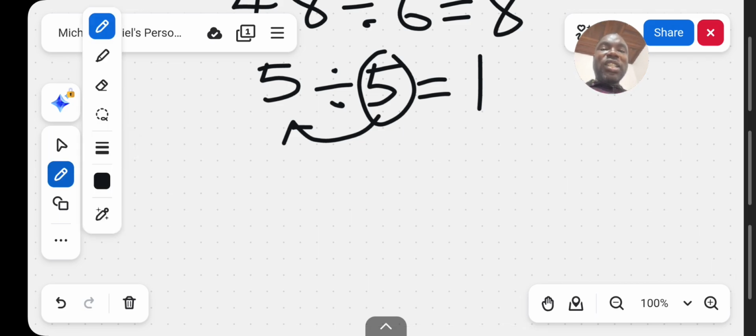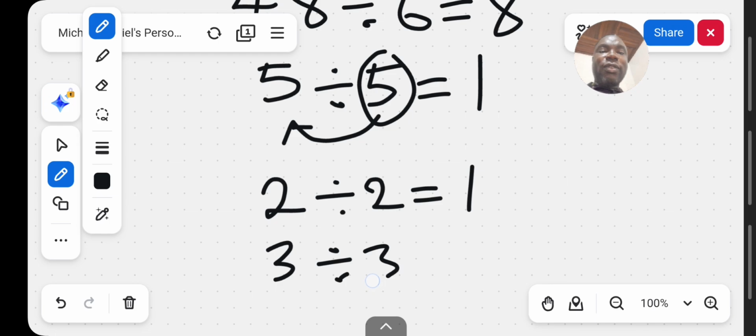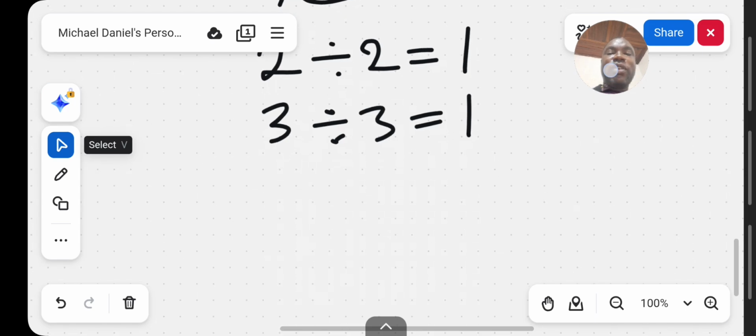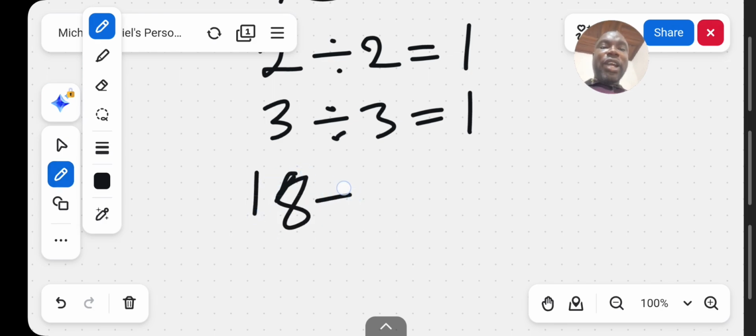So if I say what is 2 divided by 2? Ask yourself, 2 times what to give you 2? That's 2 times 1. So 2 divided by 2 is 1. You get that? If I say 3 divided by 3, what should I give you? 1, because 3 times 1 is 3. So if I say 18 divided by 2, you ask yourself 2 times what to give you 18? That's 2 times 9. Since 2 times 9 is 18, 18 divided by 2 will give you 9.